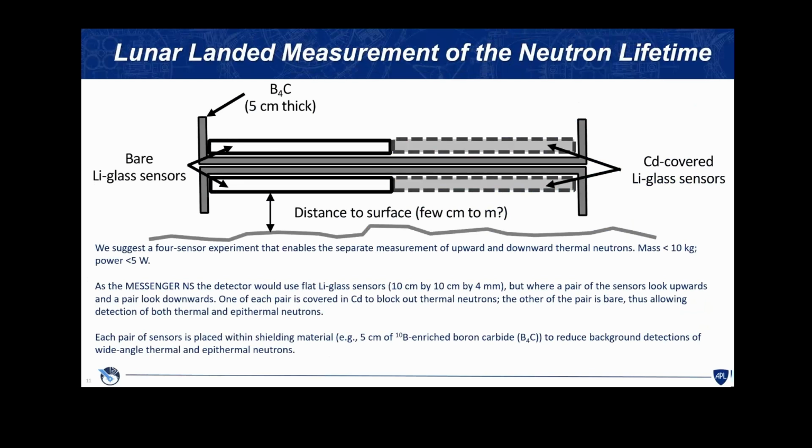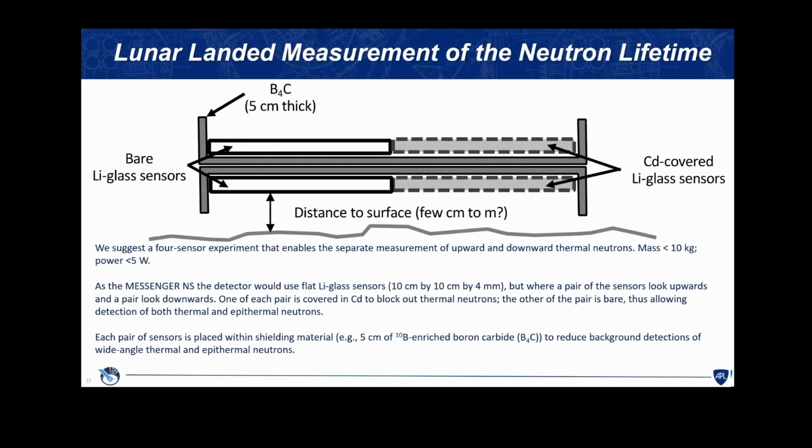Each of these pairs of sensors would be placed inside some neutron shielding material. Here we assume that would be boron-10 enriched boron carbide. And the purpose of that is to restrict the field of view of the detector, and also to prevent the passage of neutrons directly from the surface through the lower pair of detectors and into the upper pair.